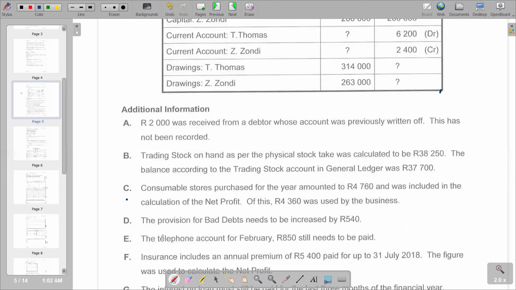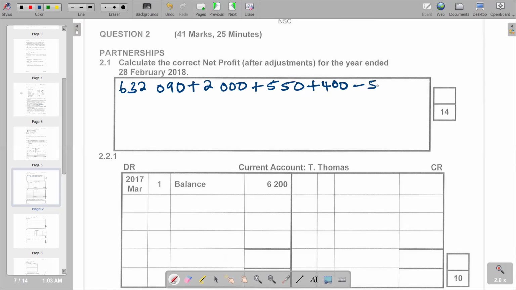Next part, which is going to be our T, the provision for bad debts needs to be increased by 540. So basically, if it's an increase, we know that it's an expense. When it's a decrease in terms of profit, a provision for bad debts adjustment, when it's a decrease, it's an income. So this one is an expense, since they're saying increased. And it's supposed to reduce by 540. So it's minus 540. So we come here, we adjust it as such, we say minus 540.